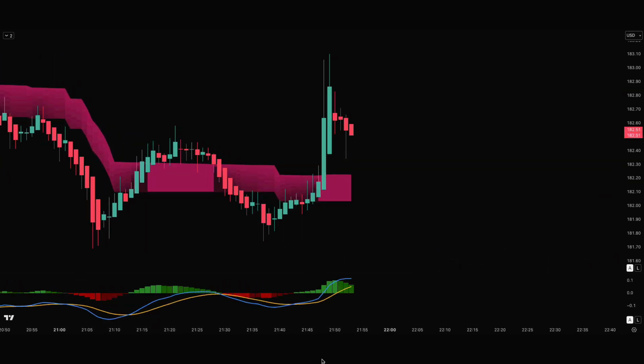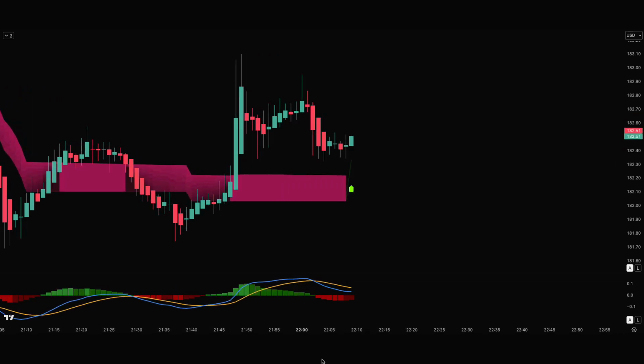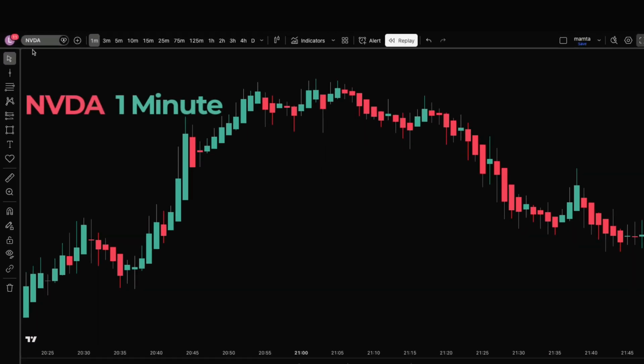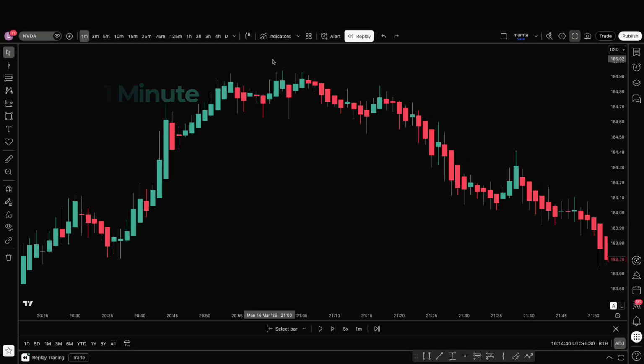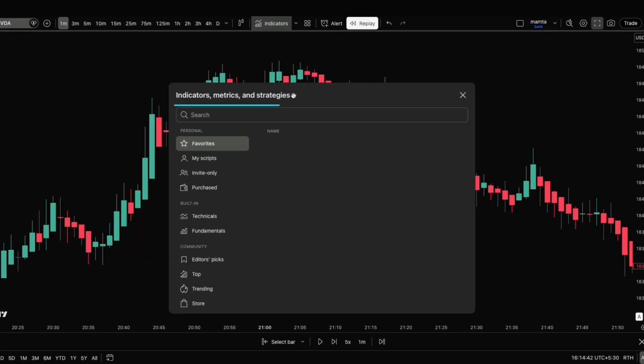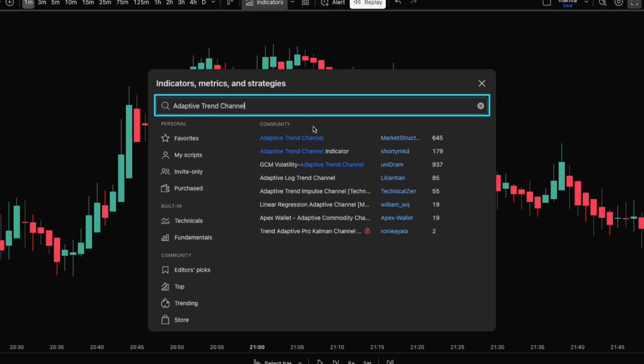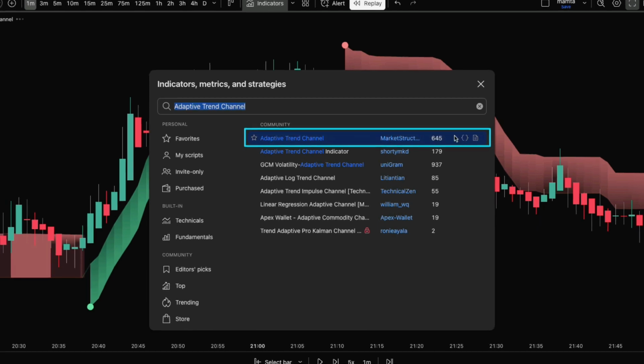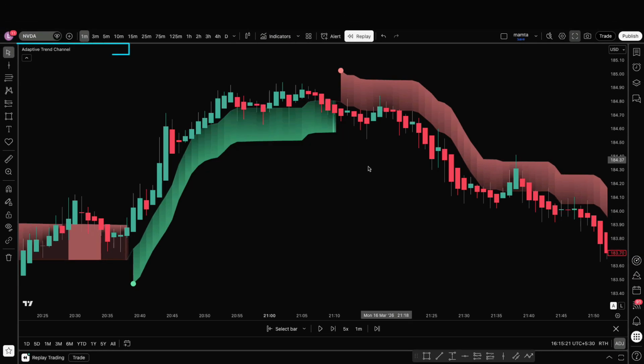Now we tell you how we want to trade. Let's get into the charts. We open the NVDA 1-minute chart. And don't sweat the time frame either. Next, you'll want to find those magic indicators. Head over to the Indicators tab and search for the Adaptive Trend Channel. Select the indicator made by Market Structure and add it to the chart.